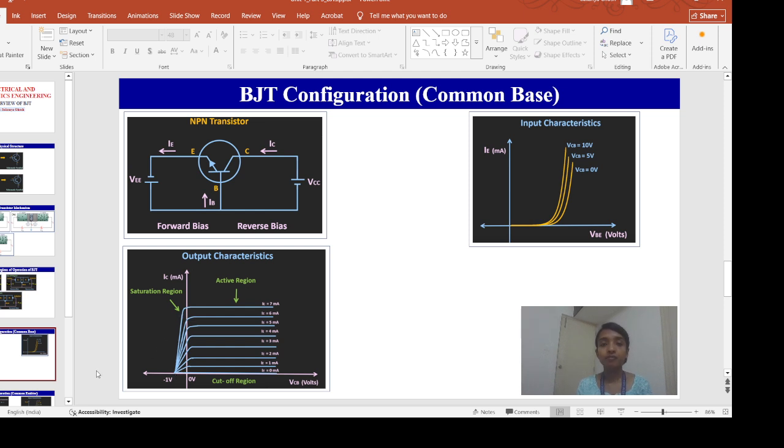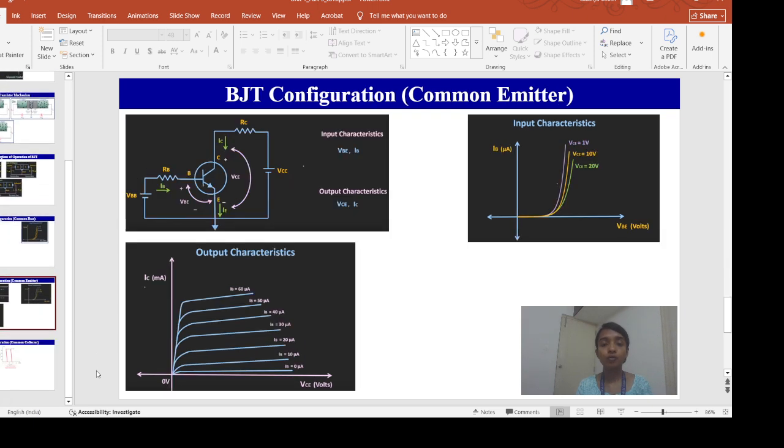Now we will see the same input and output characteristics for the common emitter configuration. Common emitter means the emitter terminal will be common between the input and the output, and this emitter terminal will be grounded. So what are the input characteristics? Input characteristics means input current versus input voltage for different values of the output voltage. So what is my input current here? Input current is IB, input voltage is VBE, and what is my output voltage?